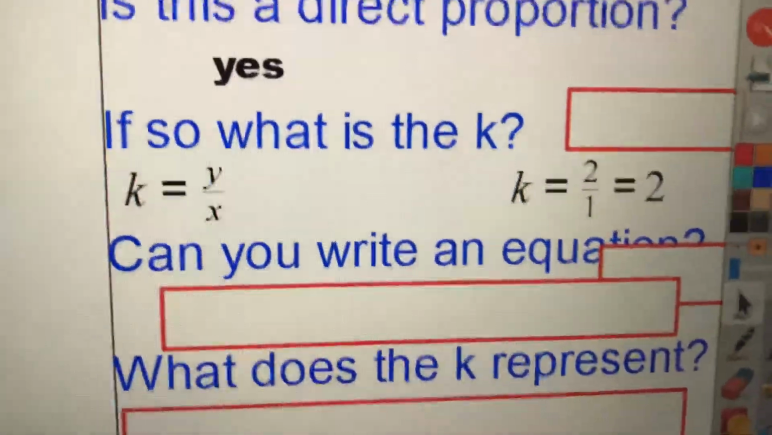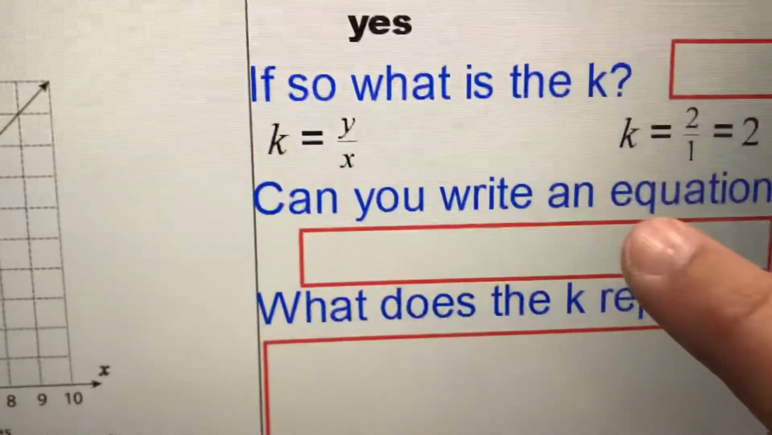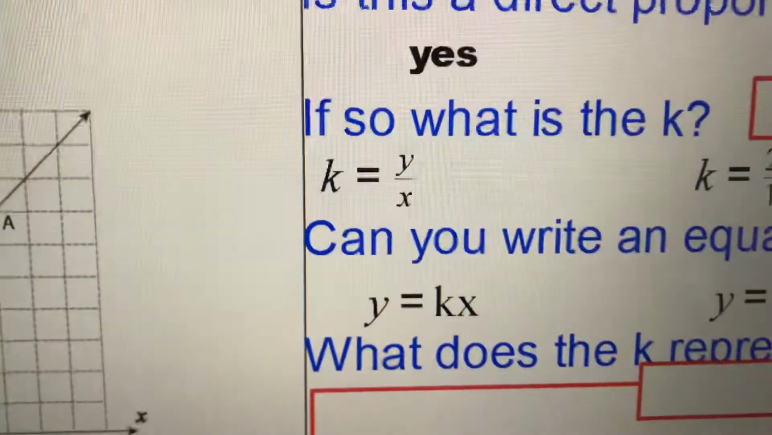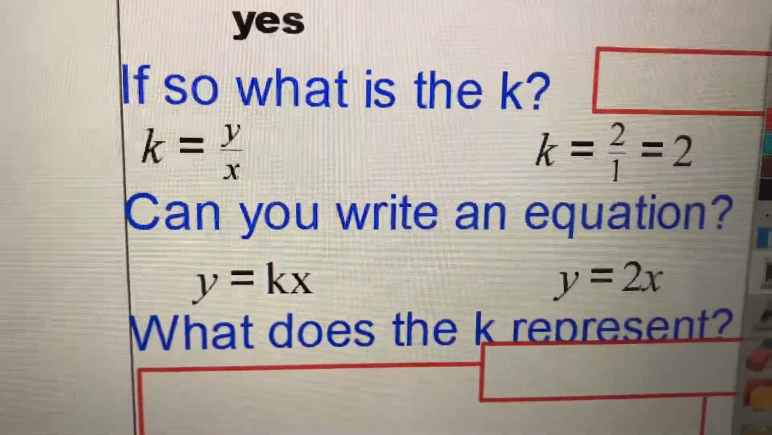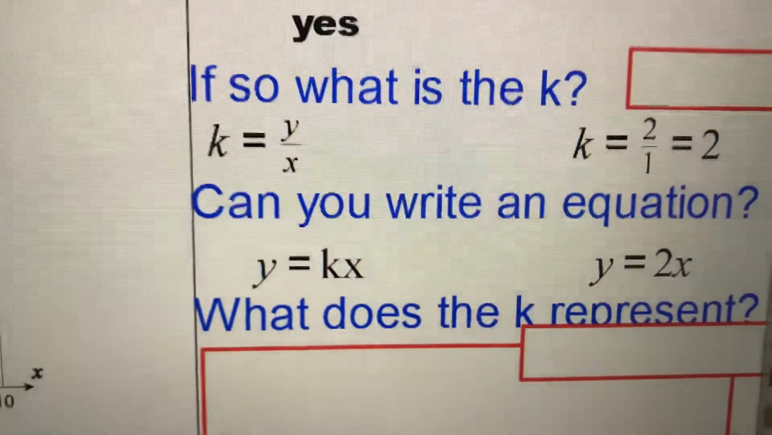Now, can you write a direct proportion equation? Oh, yeah, because you guys are experts at this. There it is. y equals kx. You're going to substitute the k for 2. Boom. y equals 2x is your direct proportion equation for that graph.